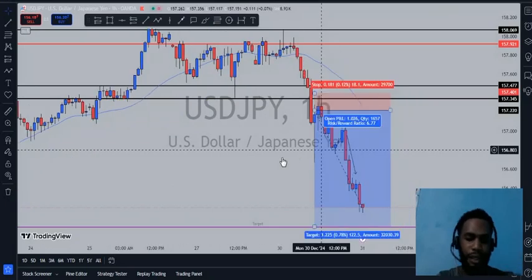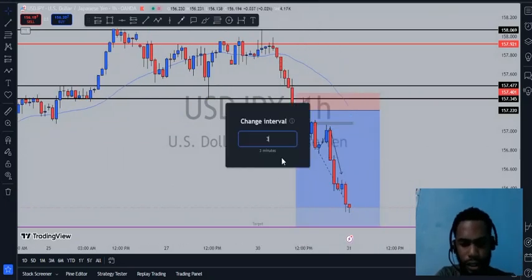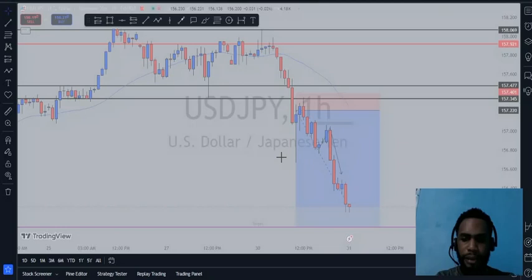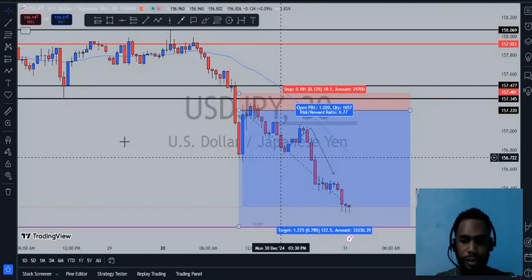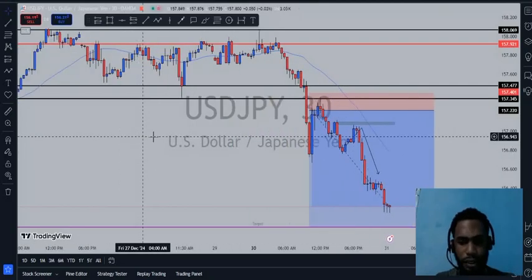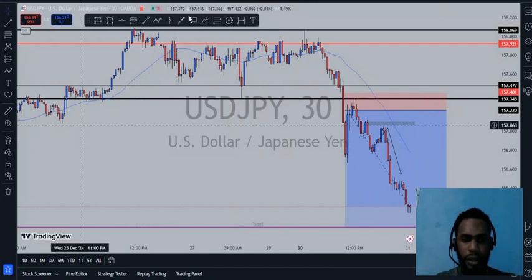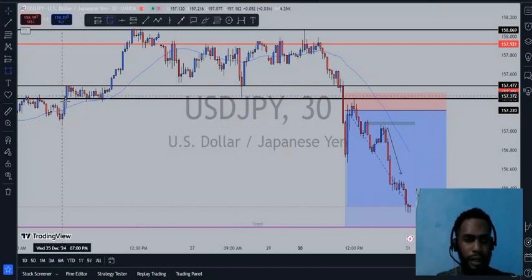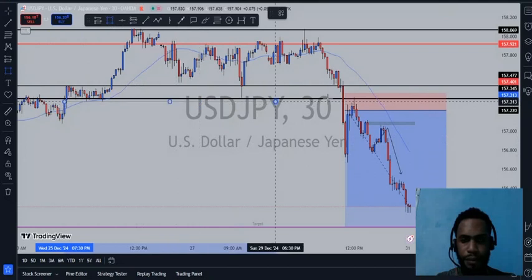So how I got into this trade, I scaled down to my 30-minute time frame. This is one of my favorite time frames that I love to enter my trades from, and also the 50 minutes. So as you can see, we have this strong support level right here.